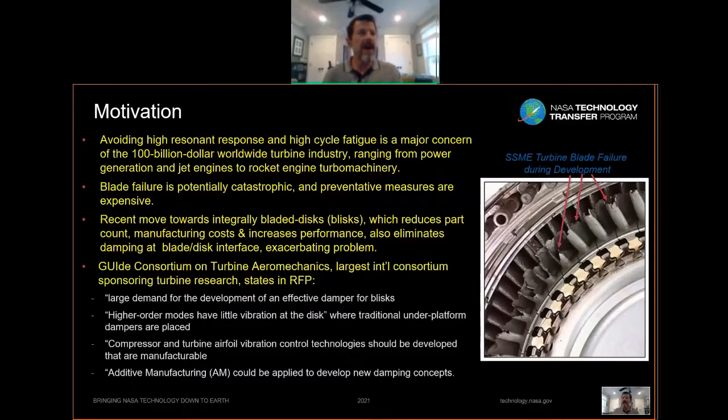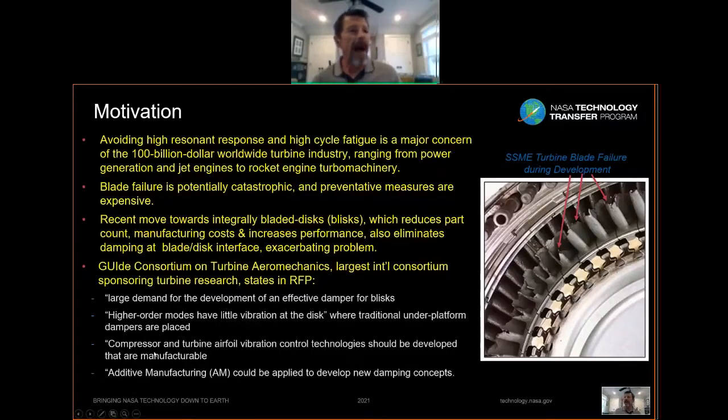Now, NASA is a member, along with other major organizations around the world in turbine machinery and turbines, in a consortium called the GUIde Consortium on Turbine Aeromechanics. And our organization puts out a request for proposal every year. And this past one mentioned that there's a large demand for the development of an effective damper for blisks, for higher order modes that have little vibration of that disc. So with turbine blades, you have low order, fundamental modes, but then you also have higher modes at higher frequencies. And traditional under-platform dampers just can't dampen out those vibrations.